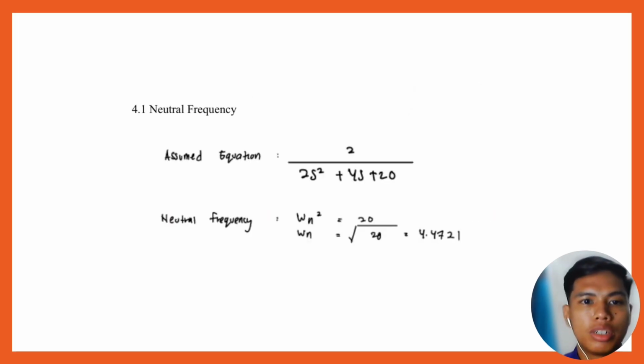I will continue with the calculation. First, we need to find the natural frequency. We assume the equation is 2 over 2s squared plus 4s plus 20. The formula for natural frequency is omega n squared equals 20. After we calculate, we get 4.4721.